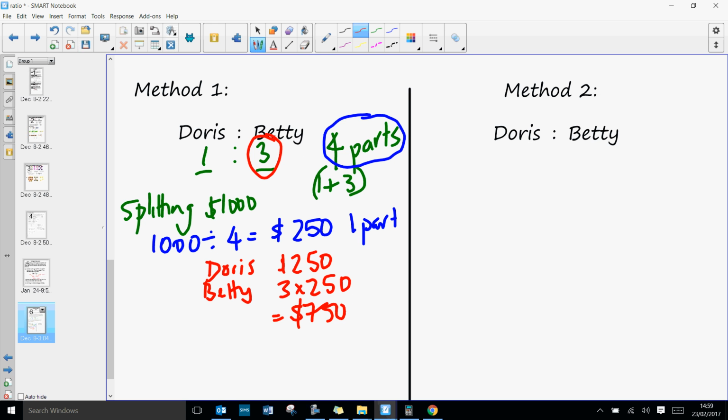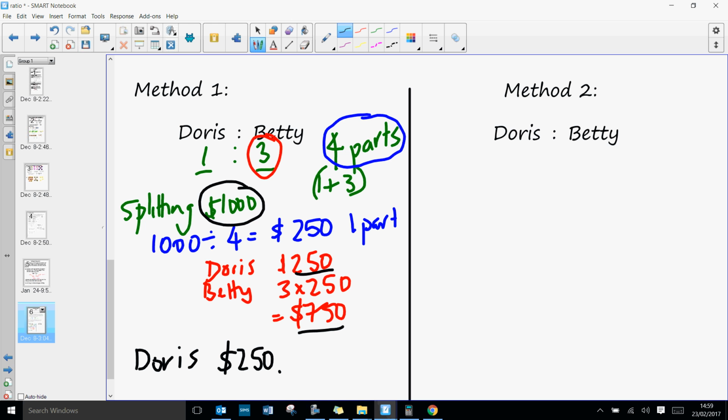Now our final check should be that our two quantities, Betty and Doris's money, should always add up to what we're splitting. So $1,000 split into 250 and 750, that looks good. So the question says how much money does Doris have? So Doris has $250.